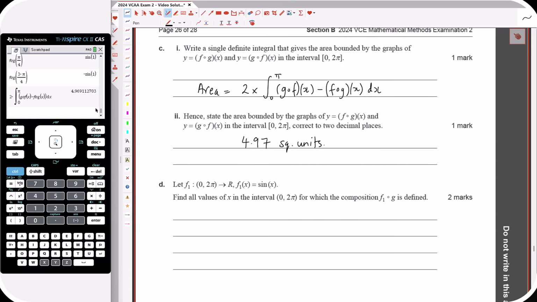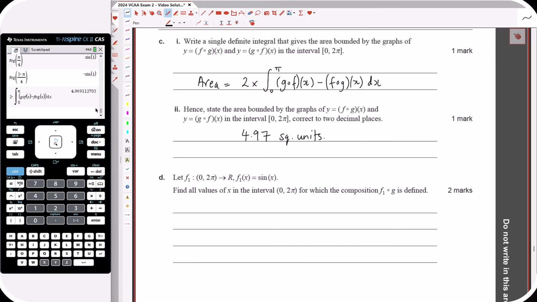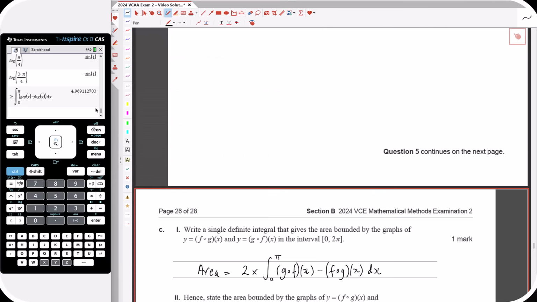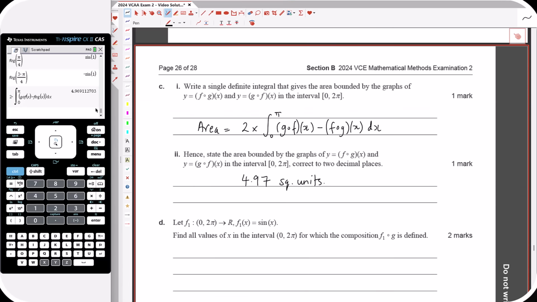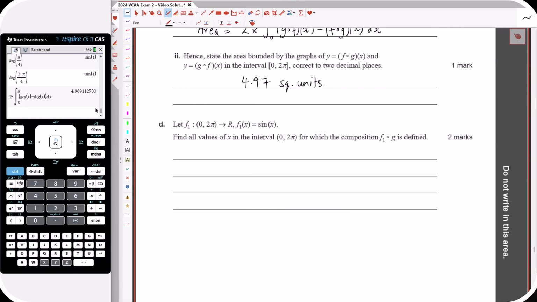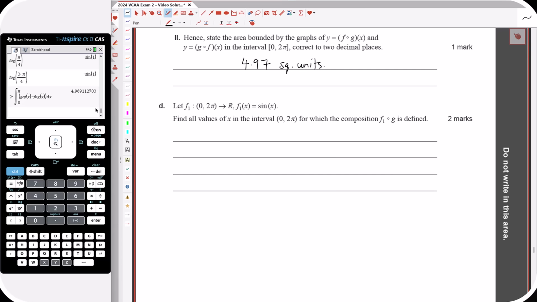Okay, let f1 be the function sine x. I don't think that's a change of the rule, was it? f of x was sine x, but we've now just restricted its domain. So we're only looking at 0 to 2 pi, not inclusive. Find all values of x in the interval 0 to 2 pi for which the composition f1 of g is defined.